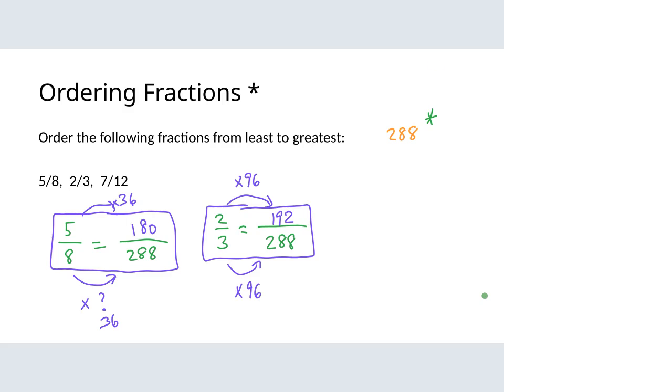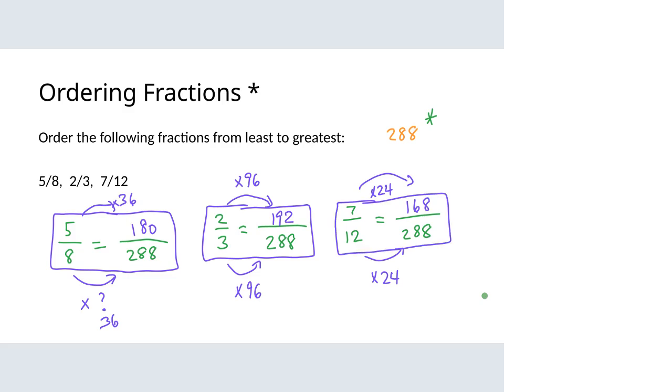And then finally, we'll do this again with 7/12, which is going to be something over 288. Here again, I don't know what 12 times something is 288, so we can just divide that. And that's 24. If I multiply the bottom by 24, I have to multiply the top by 24. And when I do that, we get 168.